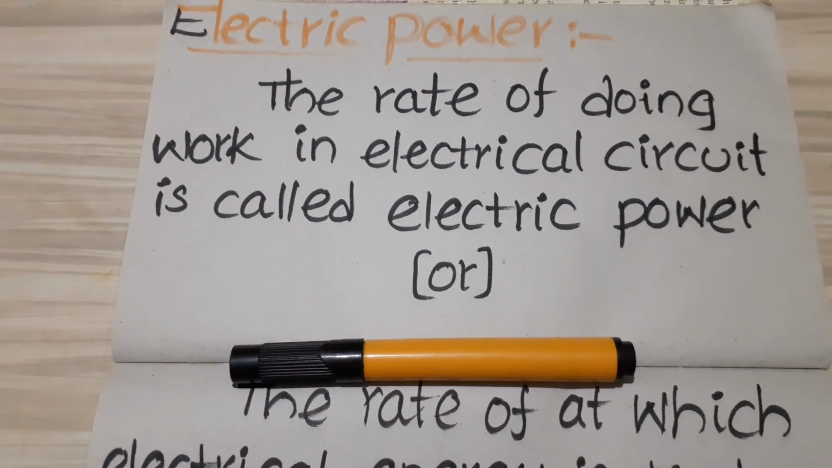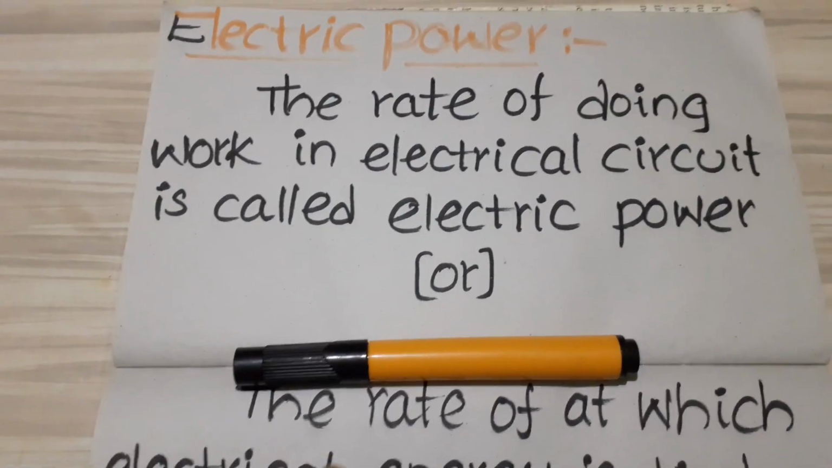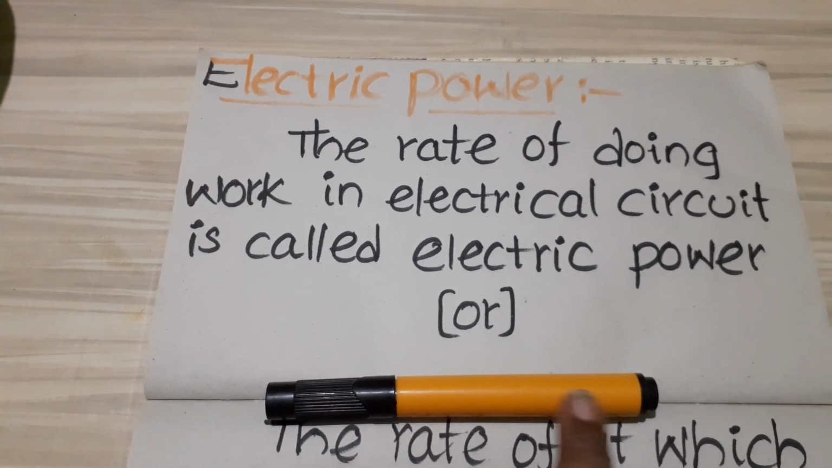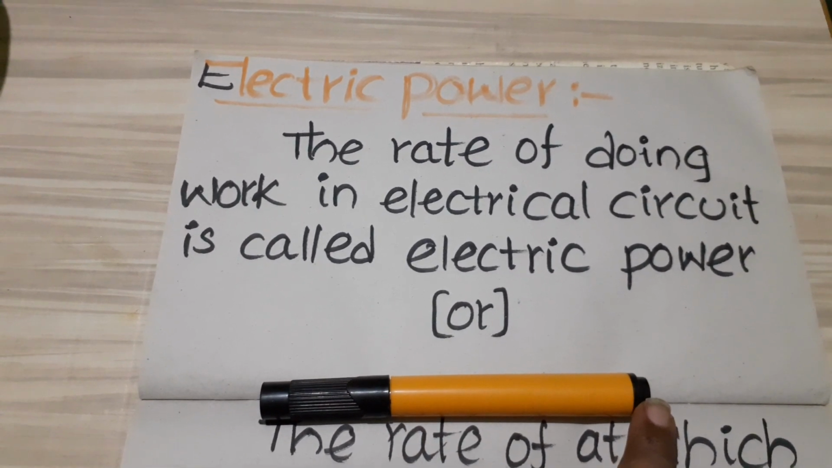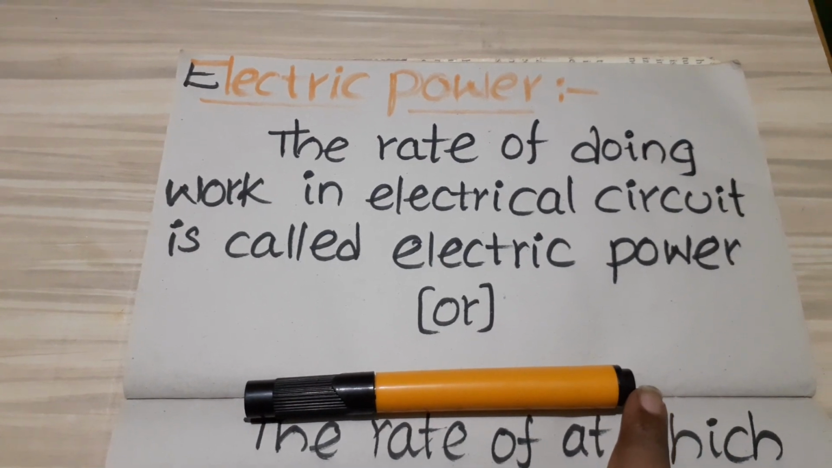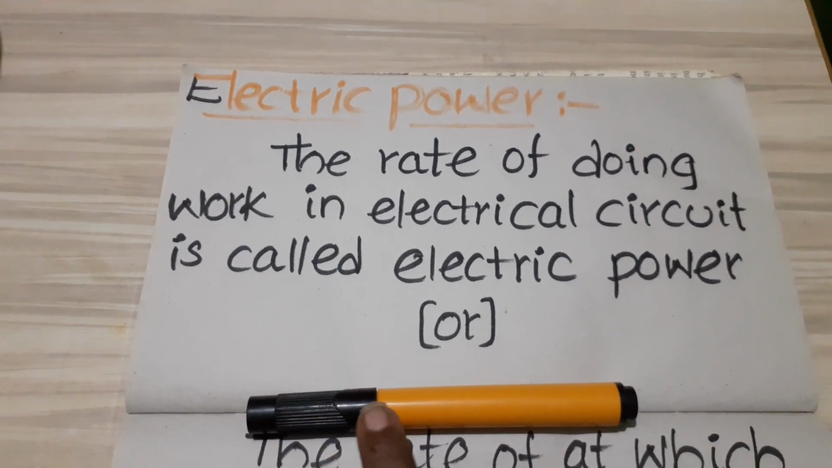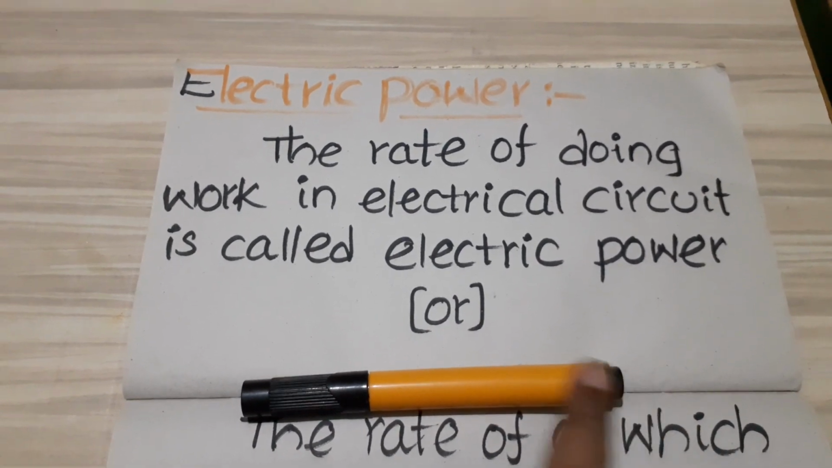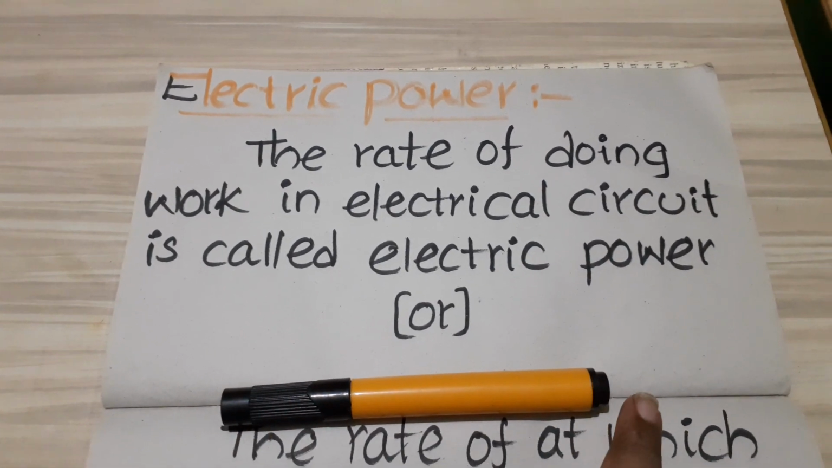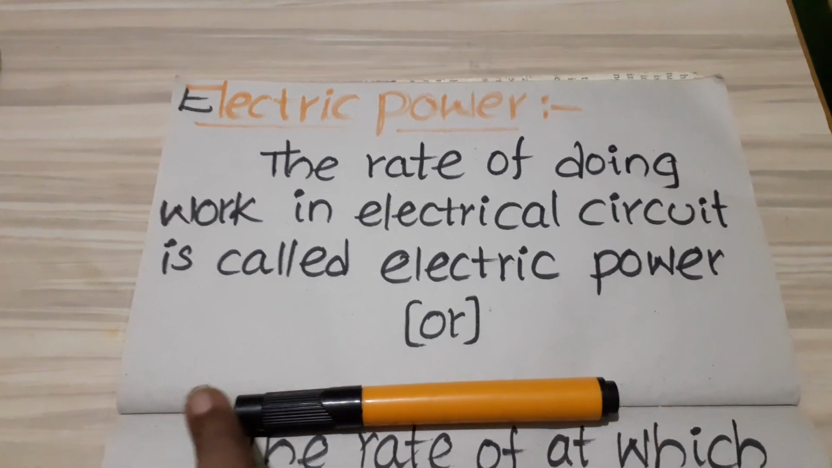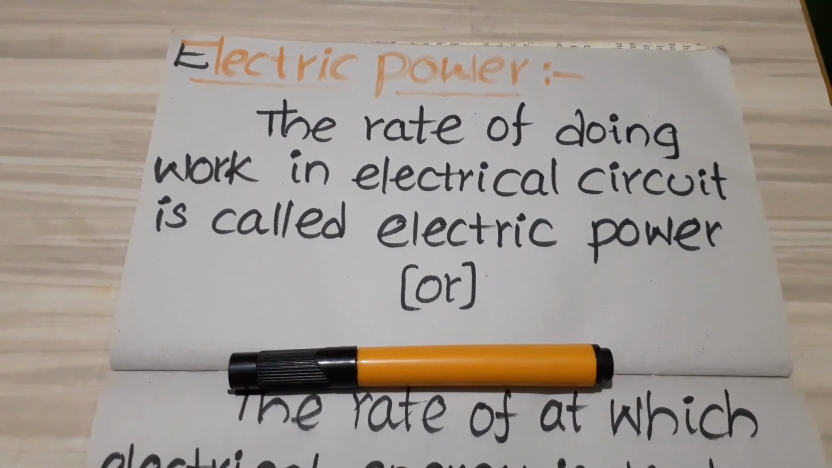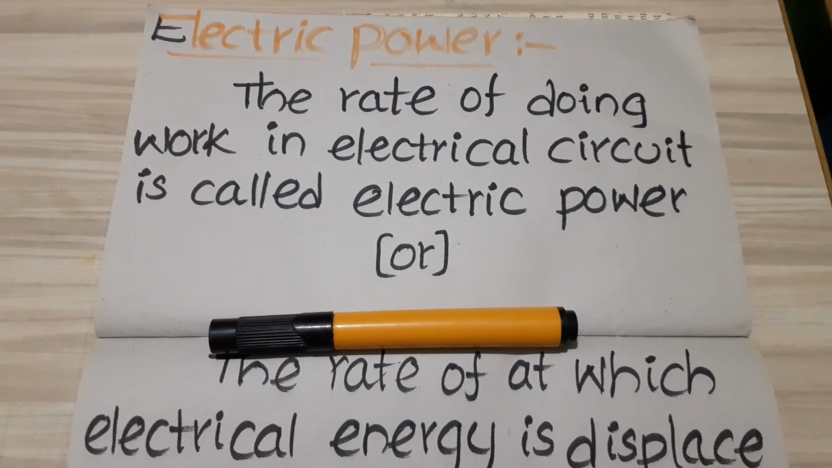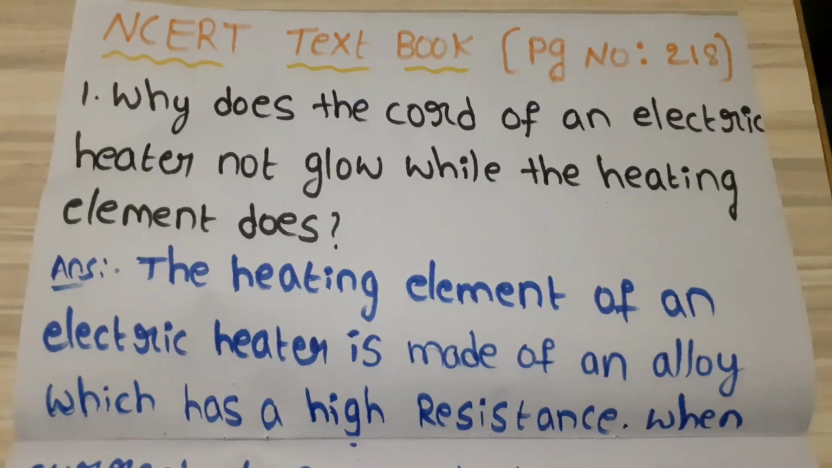Once again I am repeating the electrical power definition. For example, this is the conductor, and this is the electrical appliance. How many electrons travel from one end to the other end in 1 second? That is called work done, and that work is called electrical power.